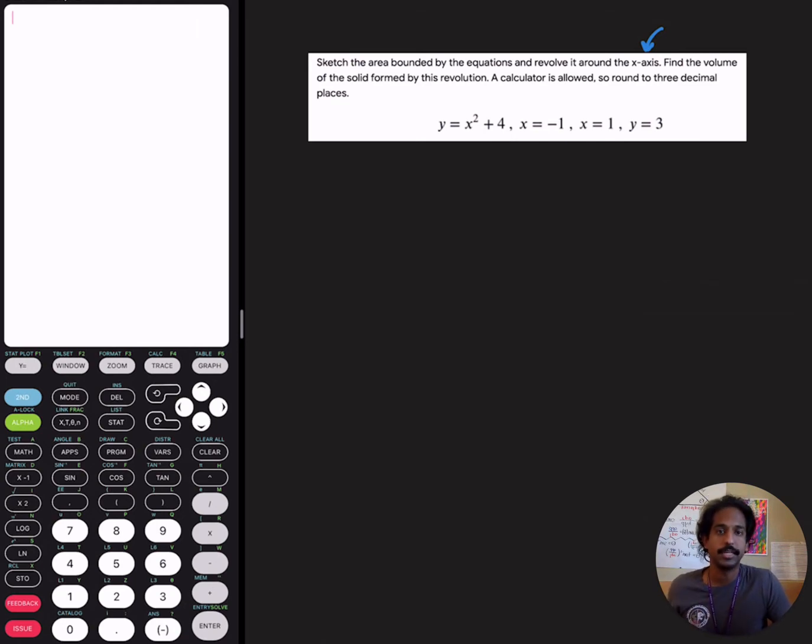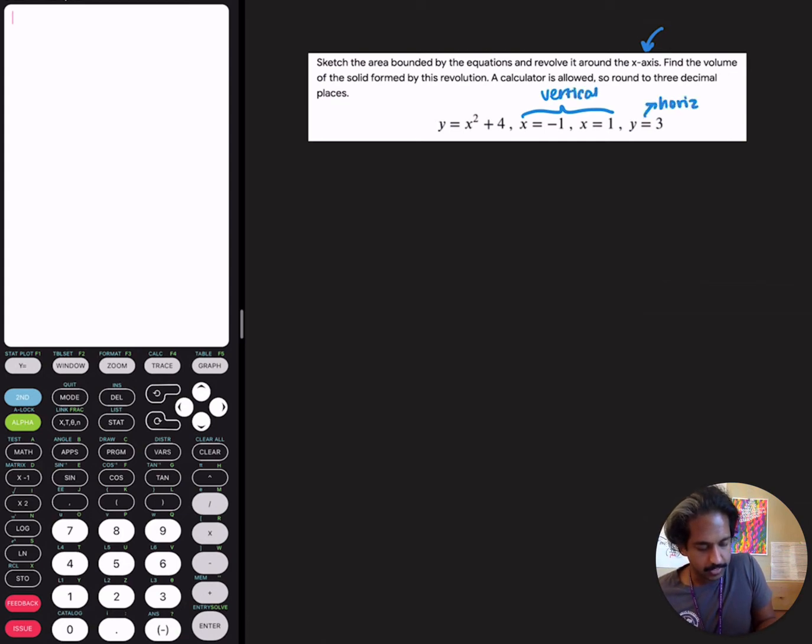So let's draw some of the easier ones first, and then we'll draw the final one, which is x squared plus 4. The easy ones are x equals negative 1, x equals 1, and y equals 3. These first two are going to be vertical lines, and this last one will be a horizontal line. We know that because any equation that's just x equals a constant covers all those possible y values, and y equals 3 is all the possible places where y will equal 3, which is a straight line. So we can draw that out.